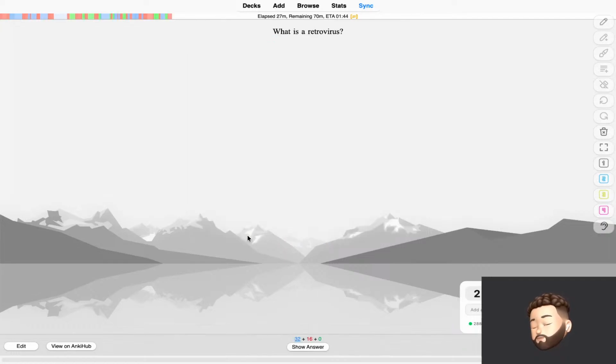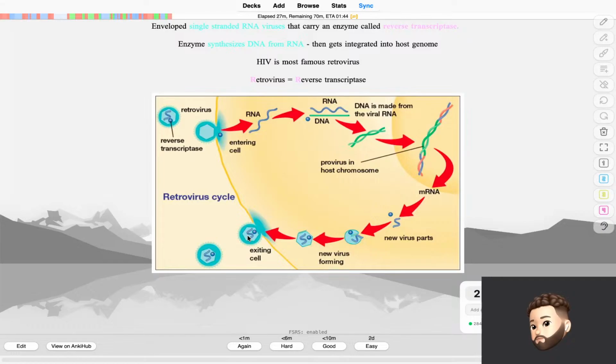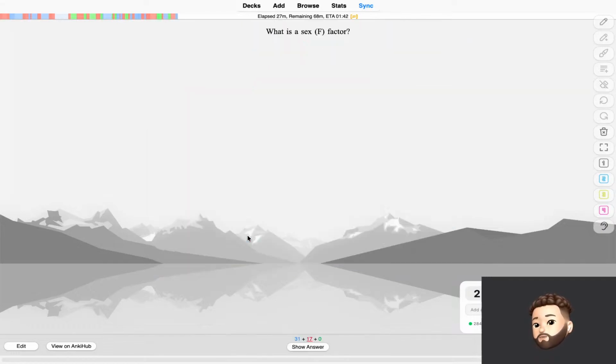What is a retrovirus? What is a sex factor? The sex factor is basically the plasmid that allows for the formation of the sex pilus with which they can do conjugation.